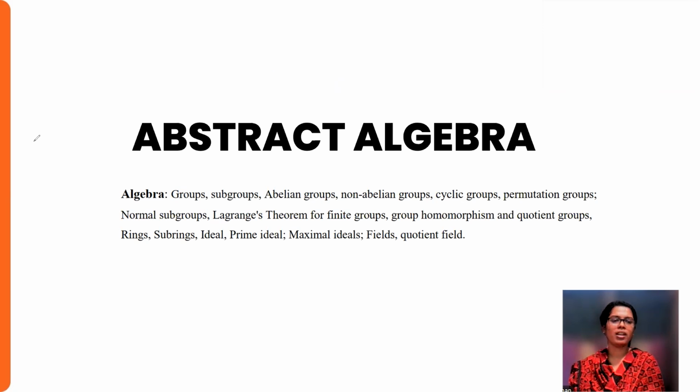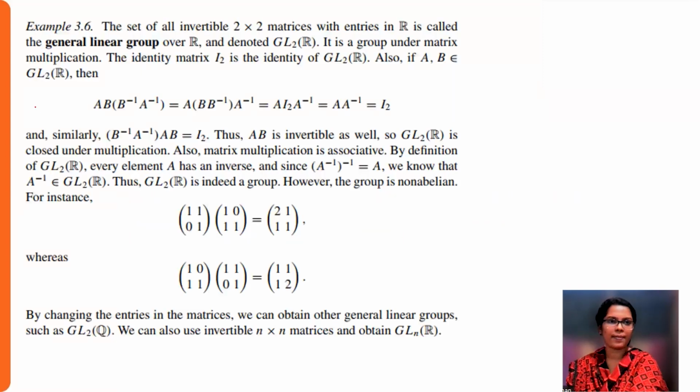Let us talk about a few more properties and examples. Here we have the general linear group over R. That means the set of all invertible 2 by 2 matrices whose entries are taken from R is known as the general linear group over R, often denoted by GL2R. It is also a group under matrix multiplication.